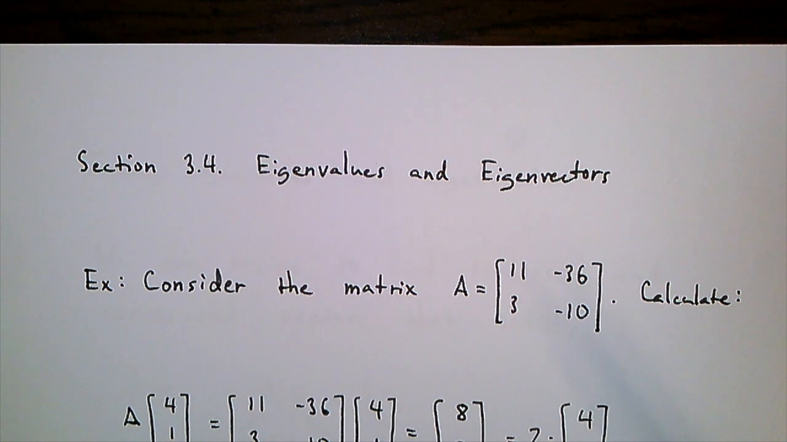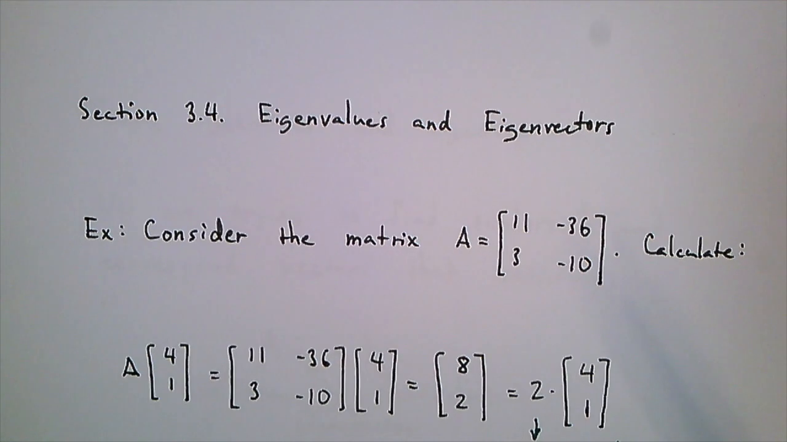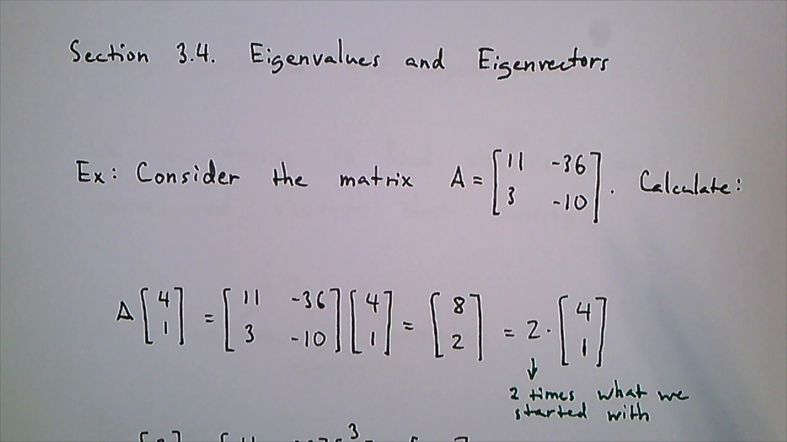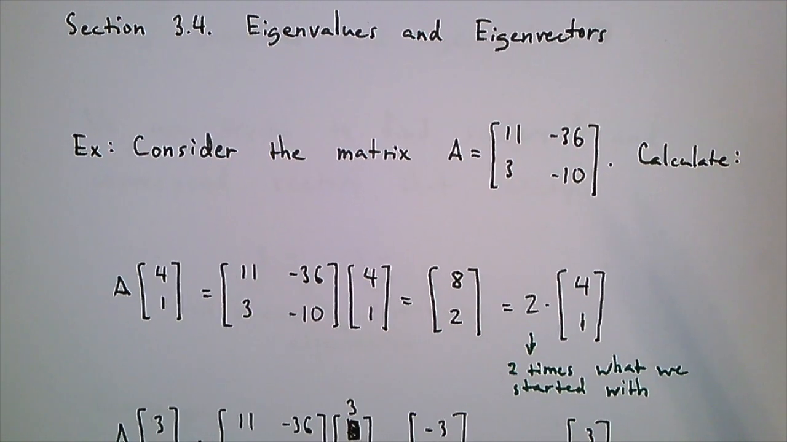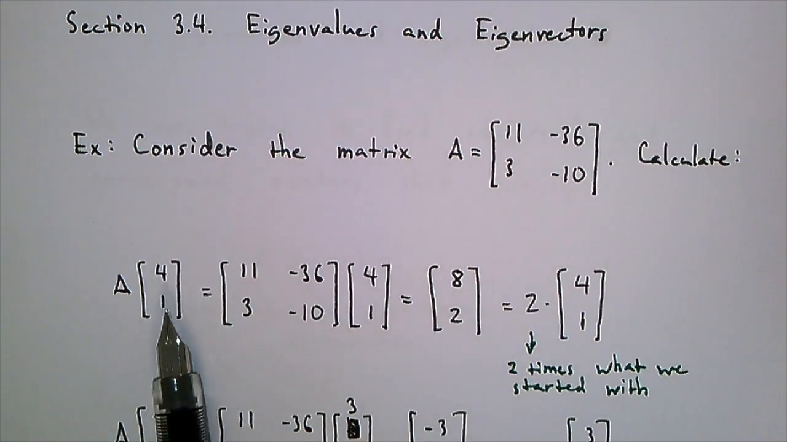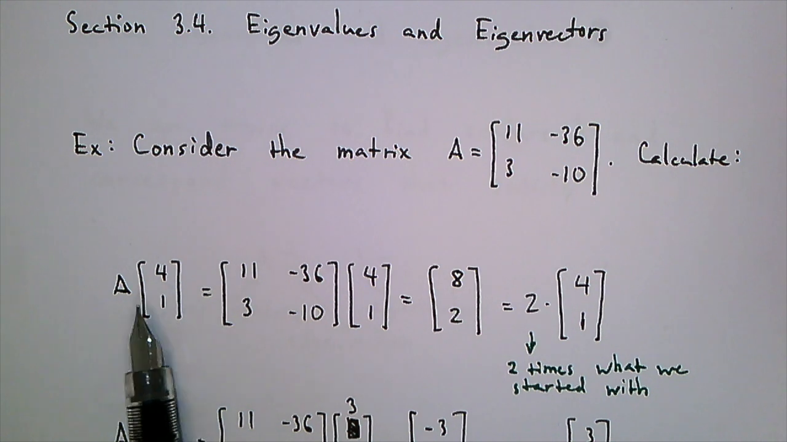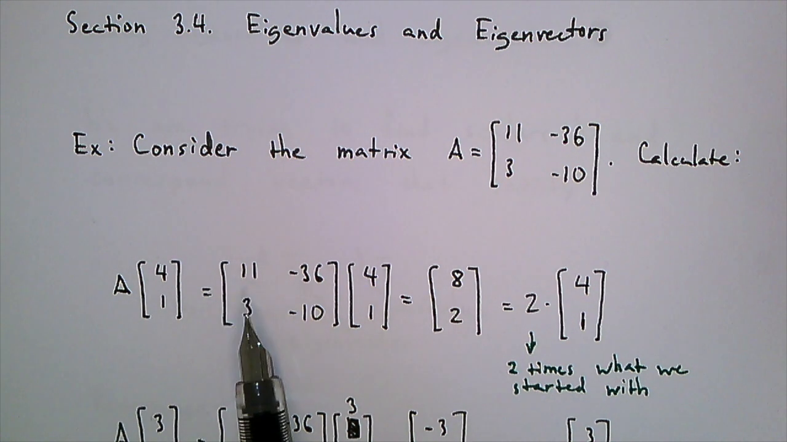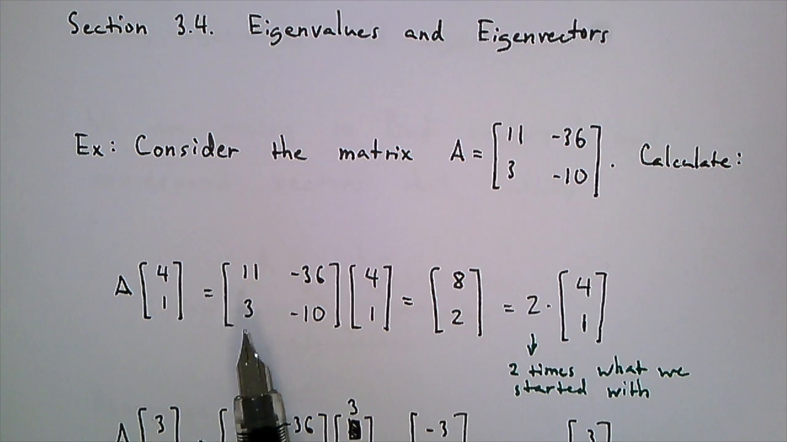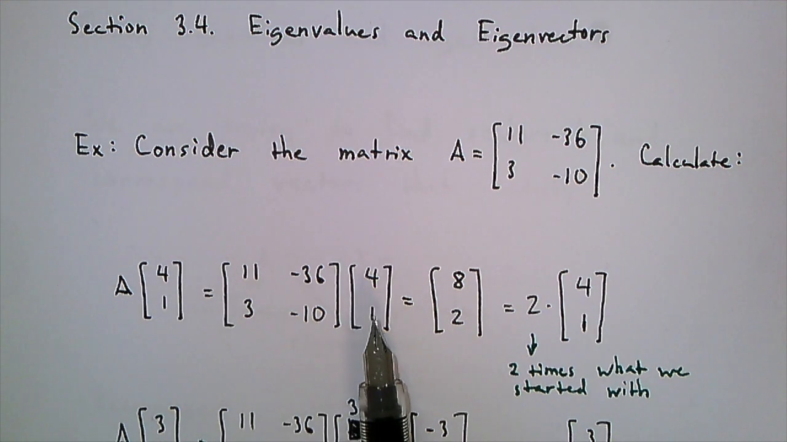And I'm going to multiply A with two vectors. The first vector I'm going to multiply by is 4, 1. So let's just write down A again and our vector, and then multiply.